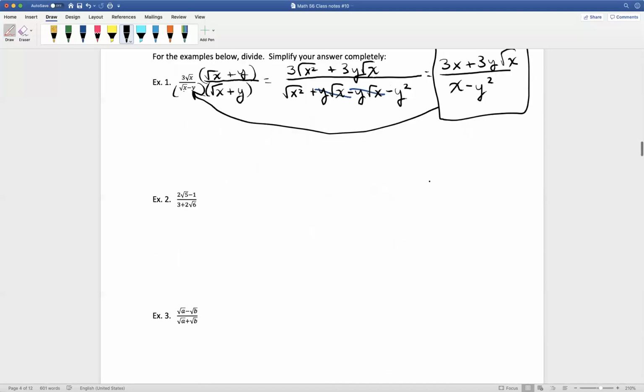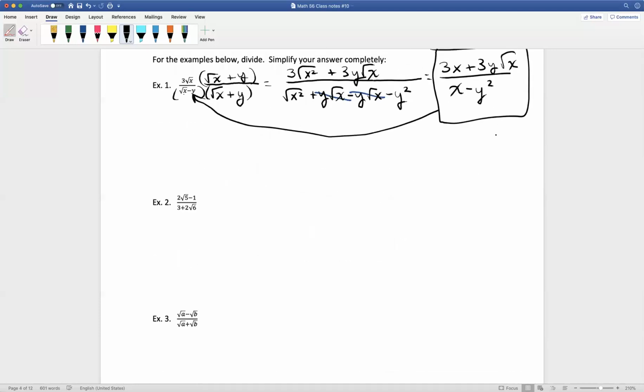Okay, 2 more examples. Let's take a look at 2 square root of 5 minus 1 divided by 3 plus 2 square root of 6. Well, let's first multiply by the conjugate. Conjugate means everything stays the same, just change that middle sign.